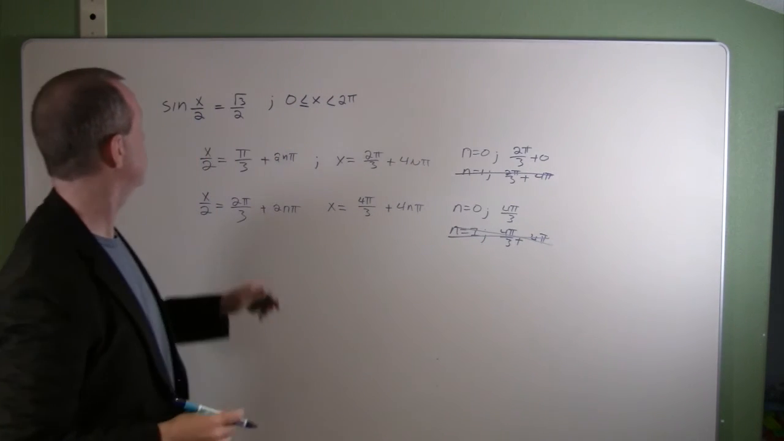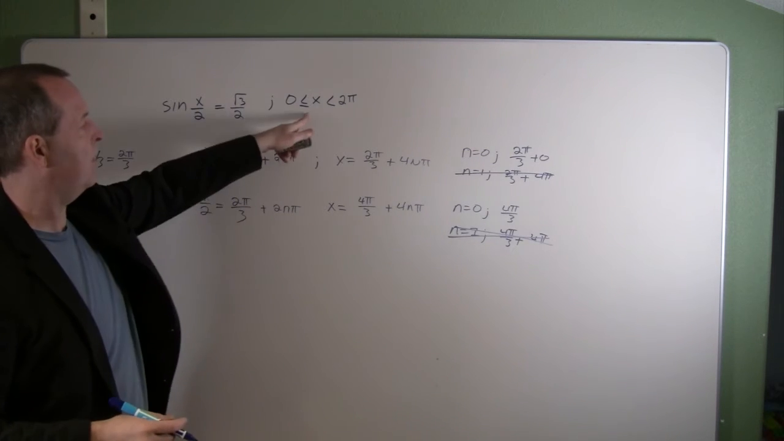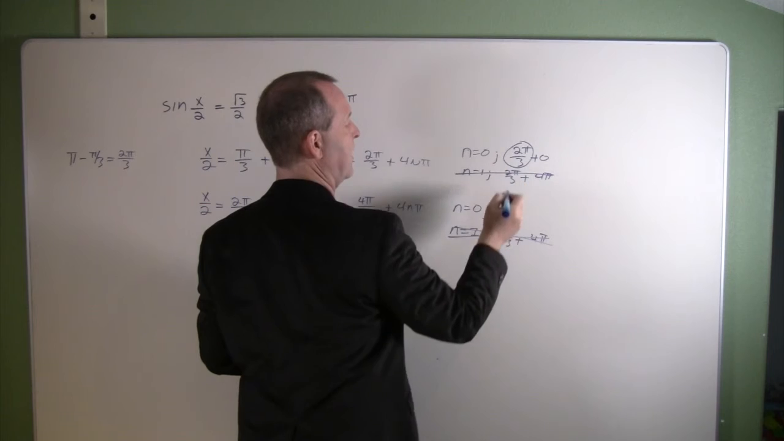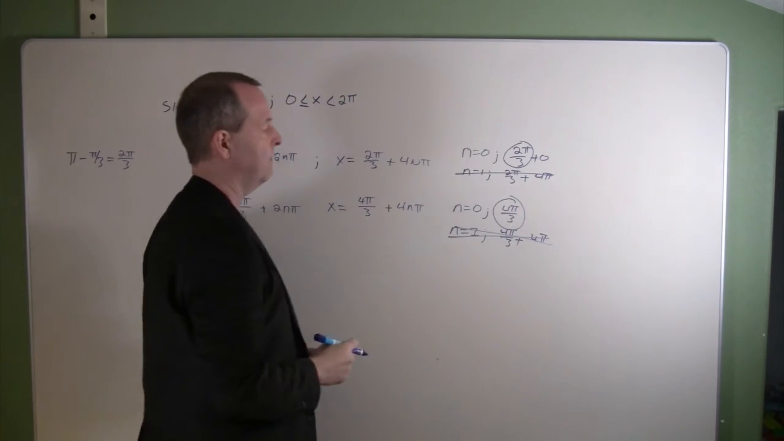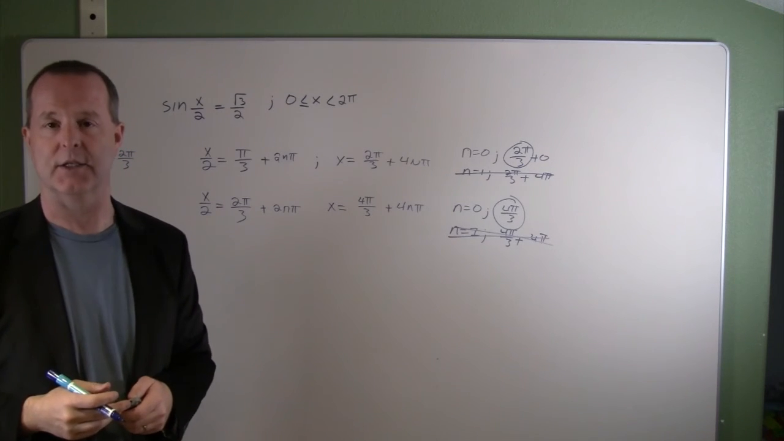So my solutions for the sine of x over 2, which values of x make this true within this particular range? One value is 2 pi over 3, and the other one is 4 pi over 3. And those are the two values that meet all the parameters and conditions I have here.